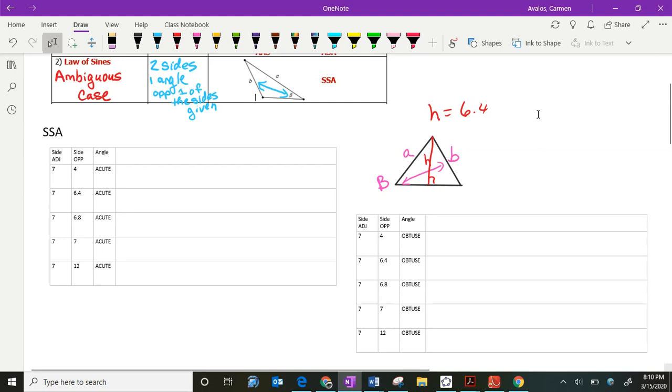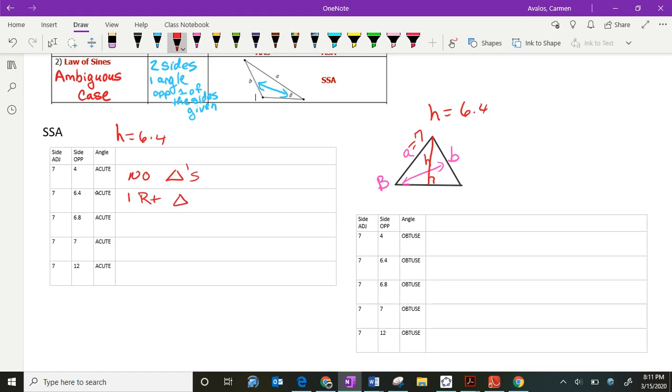Let's answer these questions. So the adjacent side is always going to be 7. And these are the different cases for the side opposite. So if the side opposite is going to be 4 and it's an acute triangle, then the height we're going to put down is 6.4. We know that the height is bigger than this, so this one's going to be no triangle. And then just say no triangles. If the opposite side is 7 and this is 6.4, that means it's equivalent to the height. And so now we have one right triangle.